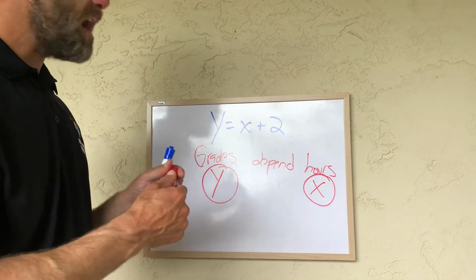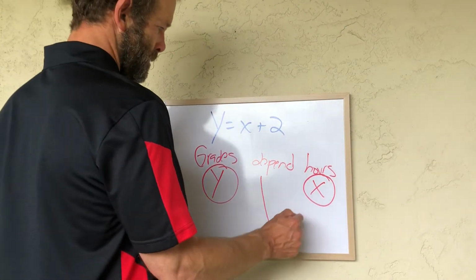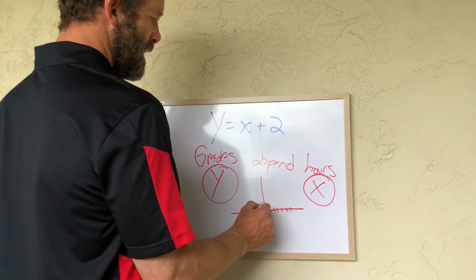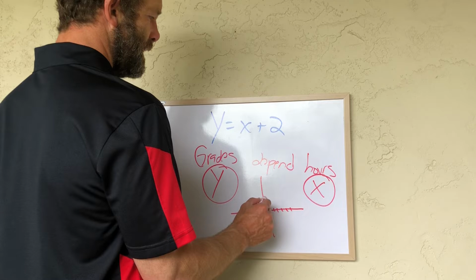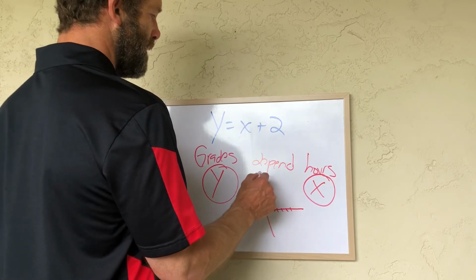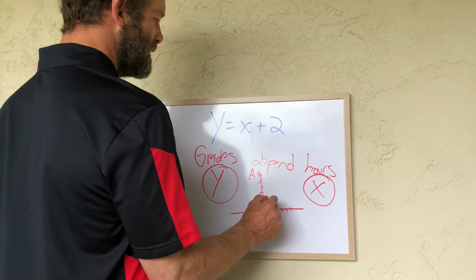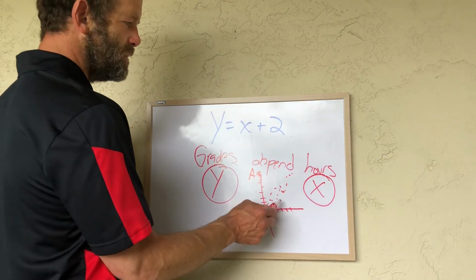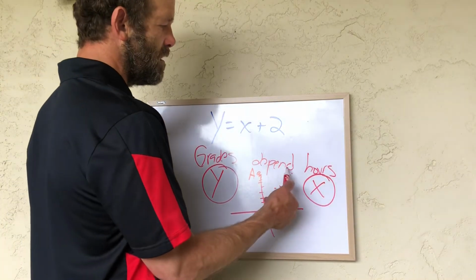If you were to graph this, it would look like this. This is the more hours you study. This is an F, D minus, D, D plus, all the way up to an A. The data is going to probably look something like this, for the most part. The more hours you study, probably the higher of a grade you're going to get.